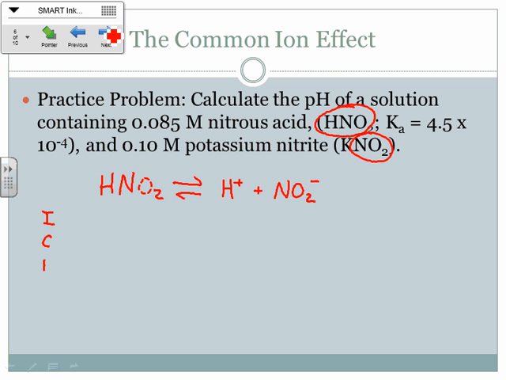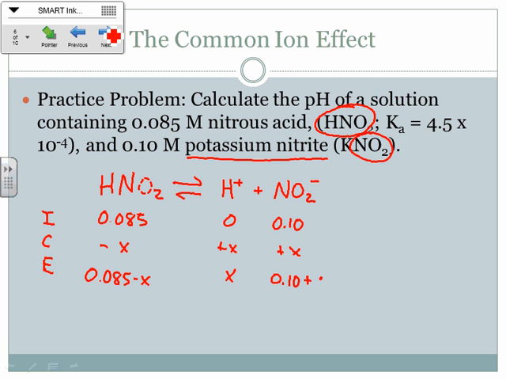I'll just make my ice table. Concentration of the HNO2 is 0.085 molar. Again, we're going to assume 0 on our H plus at the beginning, but we've got some NO2 minus in that solution because of the potassium nitrite. We have 0.10 molar solution here, okay? So then again, minus x, plus x, plus x, 0.085 minus x, x, and 0.10 plus x.